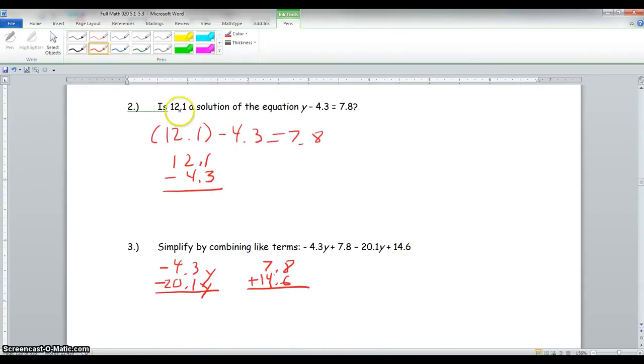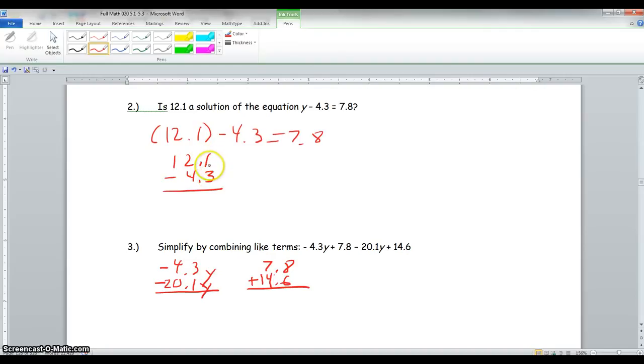It says, is 12.1 a solution of the equation y minus 4.3 equals 7.8? So what they're asking you to do is to substitute in 12.1 for y, and if that minus 4.3 gives you 7.8, your answer will be yes. So we set this up. We substitute in 12.1 for y. We put that in parentheses. Then there's nothing more we could do with this parenthesis. And then we set this up vertically.